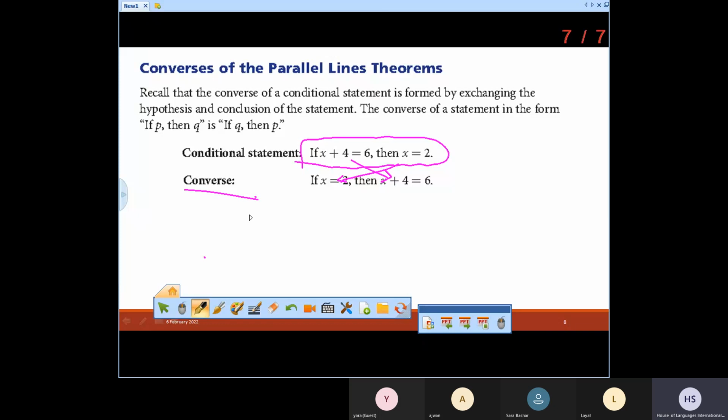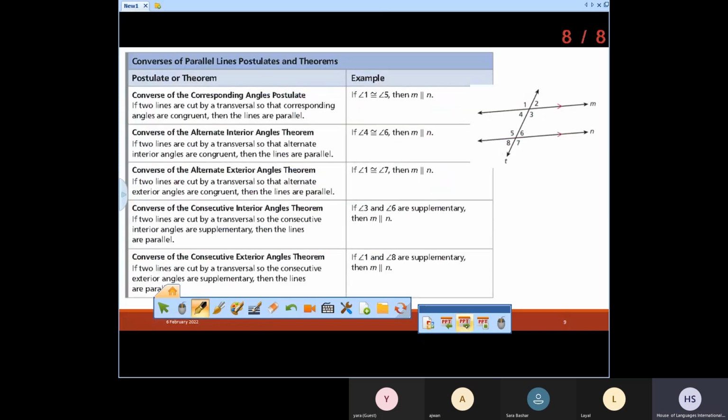So now, do you remember all of the postulates that we talked about before in lesson 1? Alternate interior, alternate exterior, and so on. Now we're going to talk about their converse. Let's see here. It says in your book, yeah. The first one. You remember we talked about the corresponding.